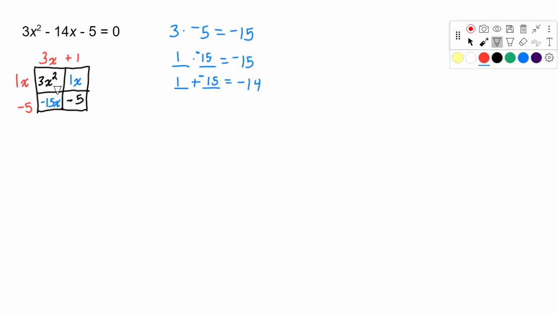And then just to verify that our factors of 1 and negative 15 work here, giving me 1 and negative 5 outside, 1 times negative 5 does equal negative 5. So this factors as 3x plus 1 times x minus 5.